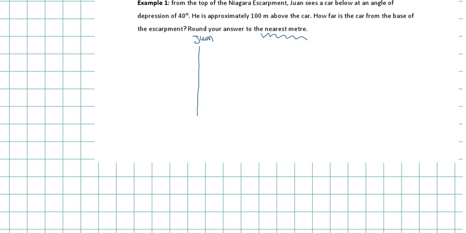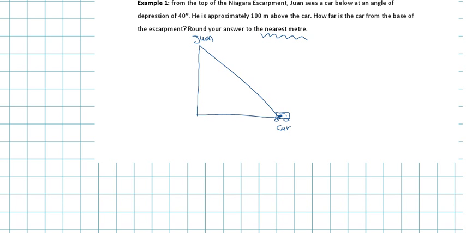So this is the car, right? It's at an angle of depression of 40 degrees. So he's looking down at that car. Where would that angle of 40 degrees be? Where was the car? Isn't it at the bottom? Right here? Yeah, it's technically right here.